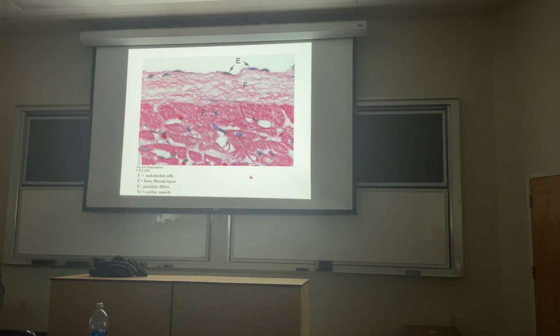This now shows you a slide from your book, and this is the endocardium and a little piece of the myocardium. Right here, we would have the blood in the chamber, and then this would be our endocardium. Lining right there, lining that chamber, is the endothelium. And you can see we have a single layer of flattened cells, so that's the endothelium.